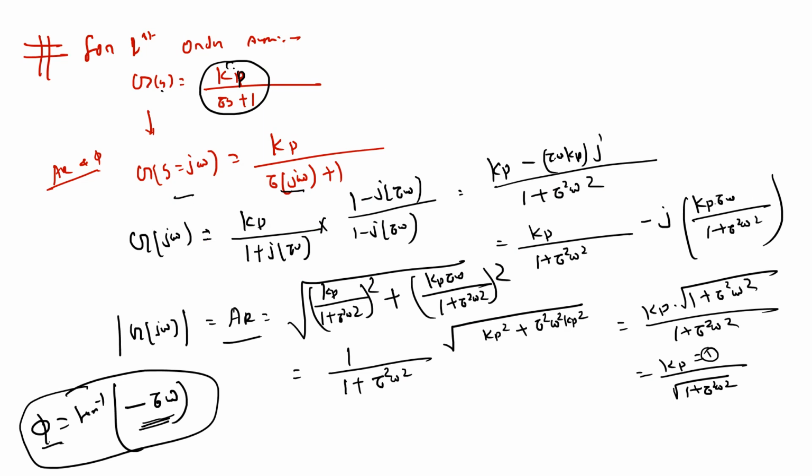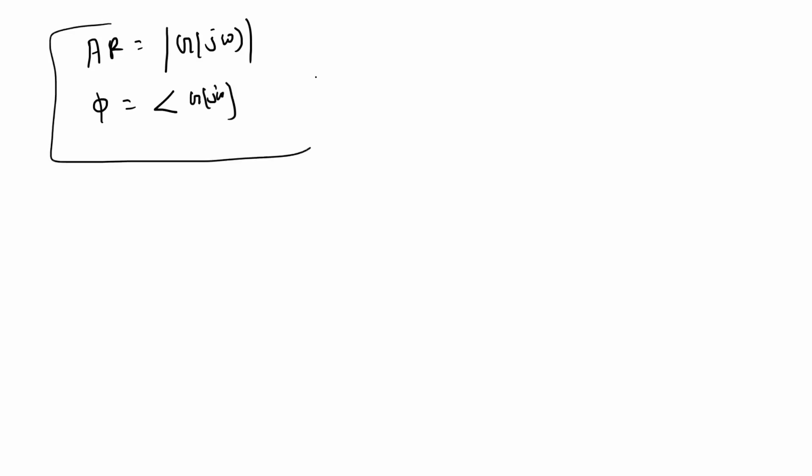So this one is your first order transfer function, when we are giving a sinusoidal input, in terms of frequency response, right? So we can calculate the value of amplitude ratio and phase angle. So basically, the amplitude ratio is the modulus of G of j omega. And the value of phi is the angle of G of j omega.